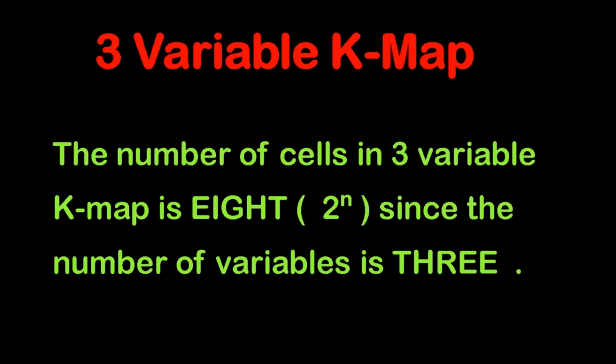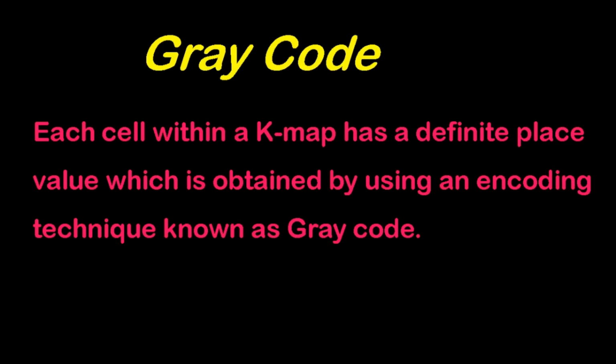The number of cells in a 3 variable K-map is 8, since the number of variables is 3. So 2 power 3 is 8. 3 inputs are there, you have 8 blocks.